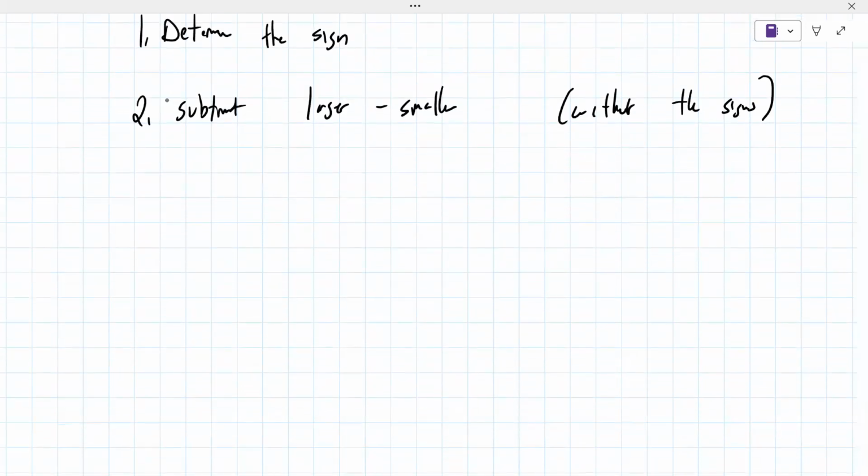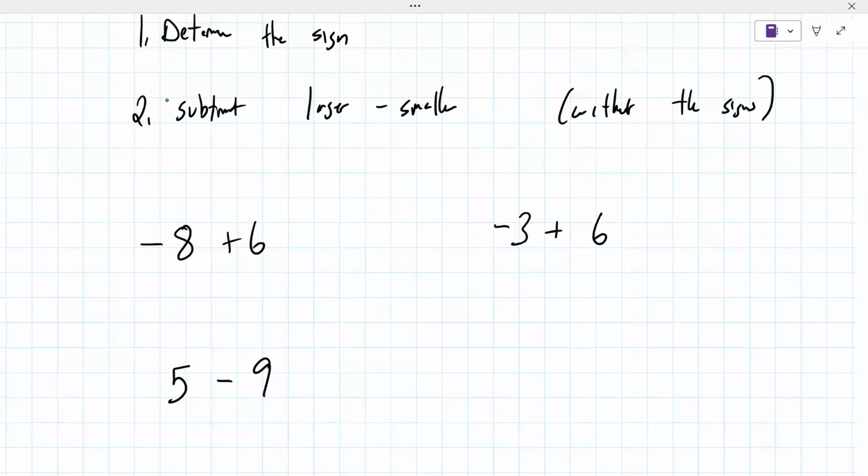So let's try a few more. Negative 8 plus 6, 5 minus 9, negative 3 plus 6, and 6 minus 7. All right, here you go. A couple of problems for you to try.